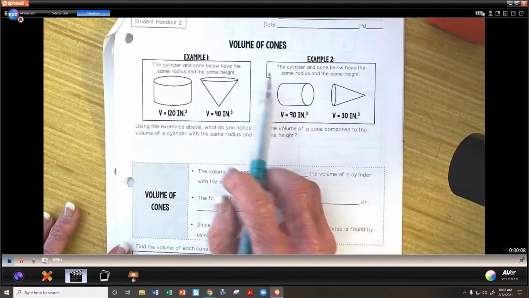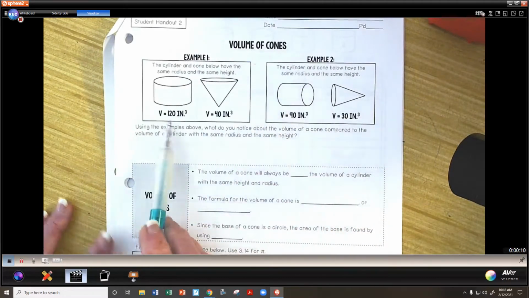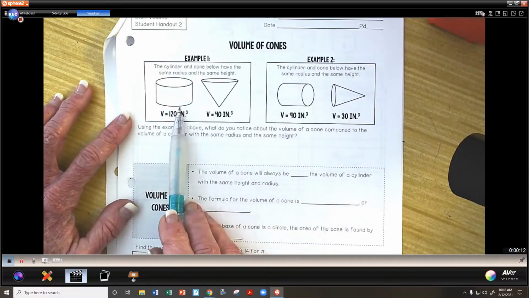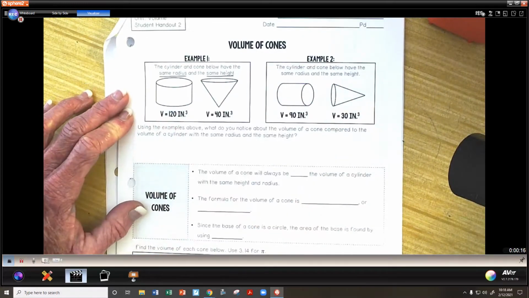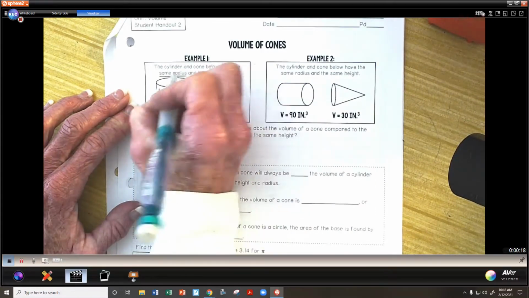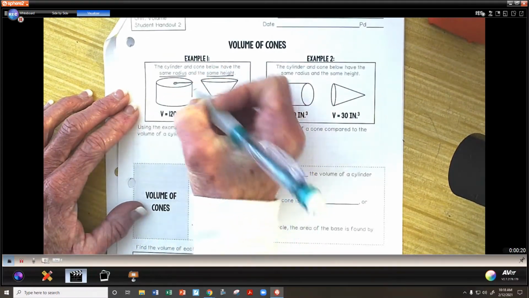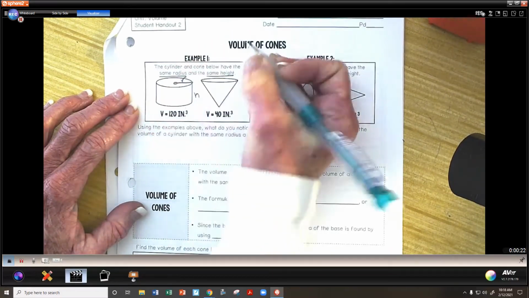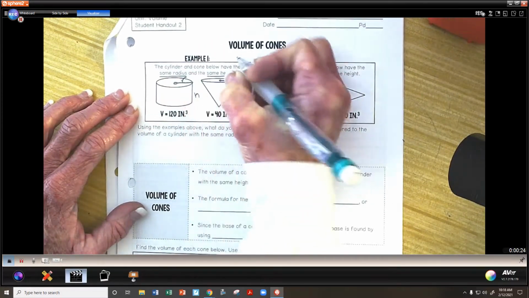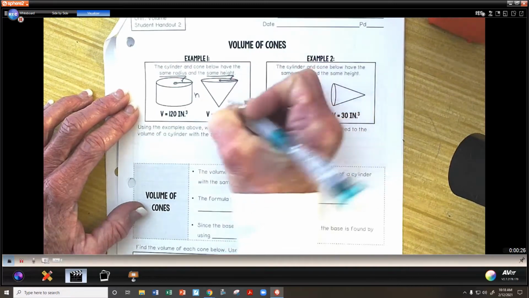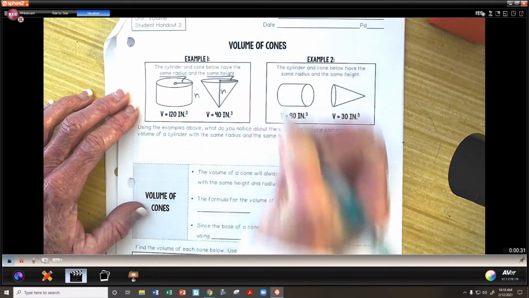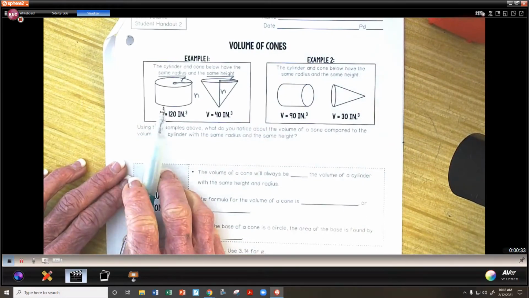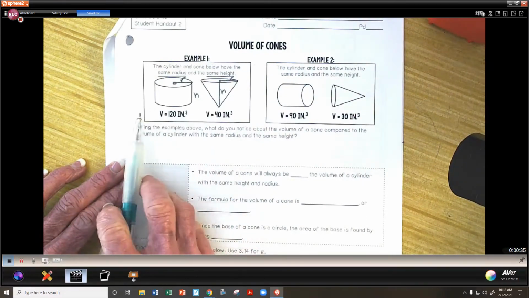Today we're going to be doing volume of cones. So we have two examples here. They have the same radius and the same height. Okay, so that means our cylinder has the same radius and same height as this cone. That's our radius and our height is right here. Okay, so do you think they would have the same volume?